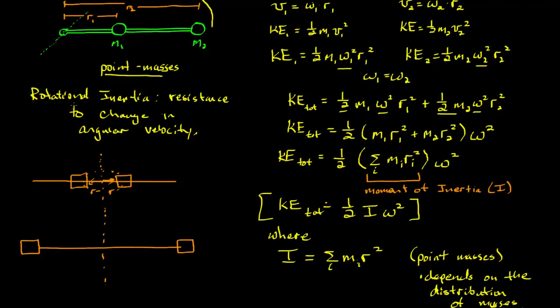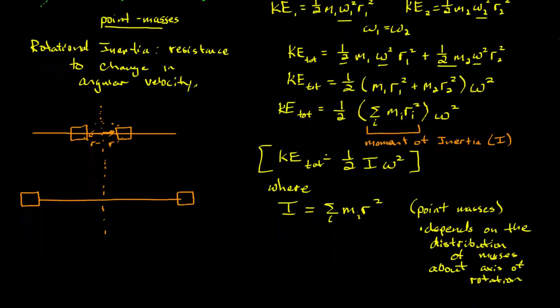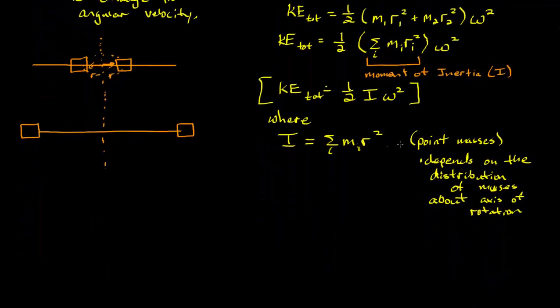So that's what we talk about with rotational inertia, is just the resistance to a change in its angular velocity. And we define it for point masses to just be that, the sum of the mr squareds. That's for point masses. So let's do an example and then I'll come back and we'll redefine this for non-point masses.